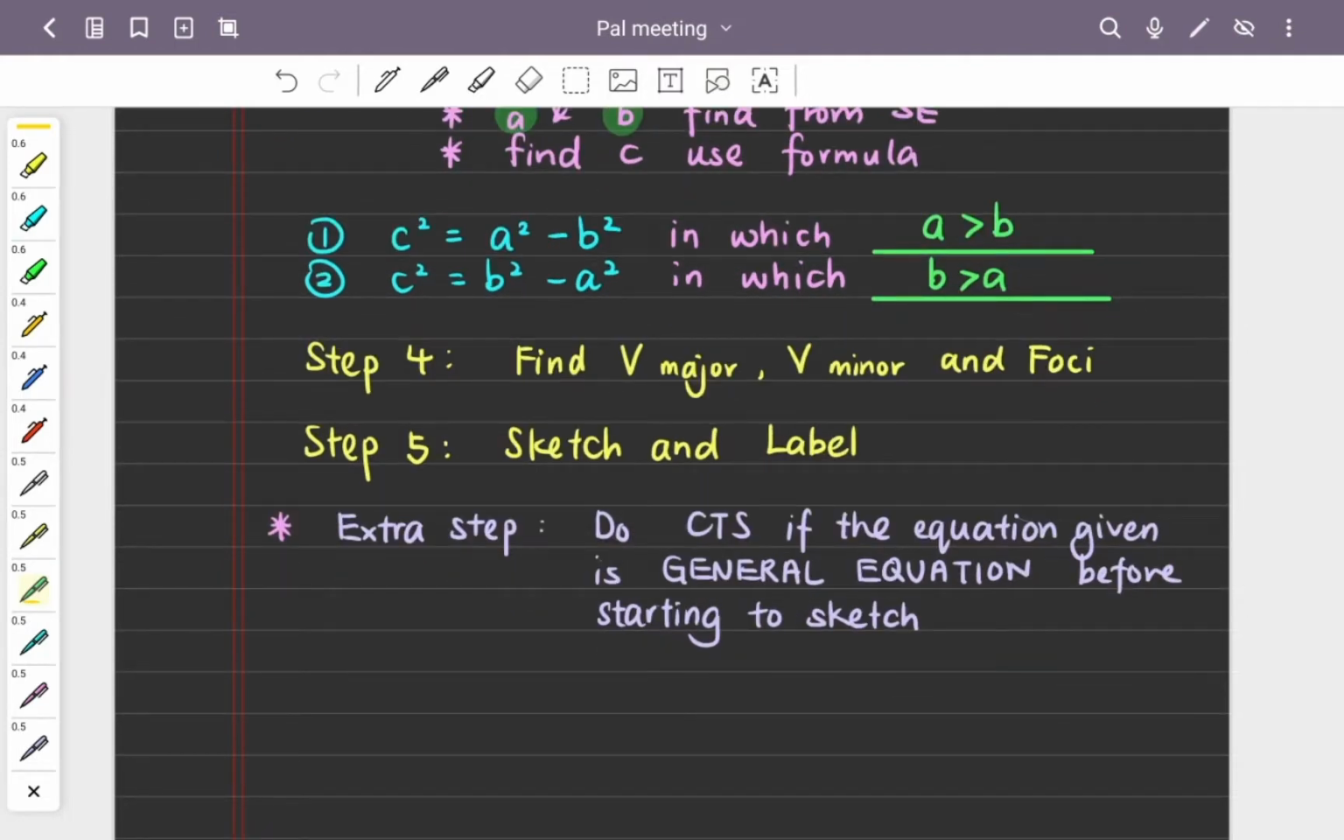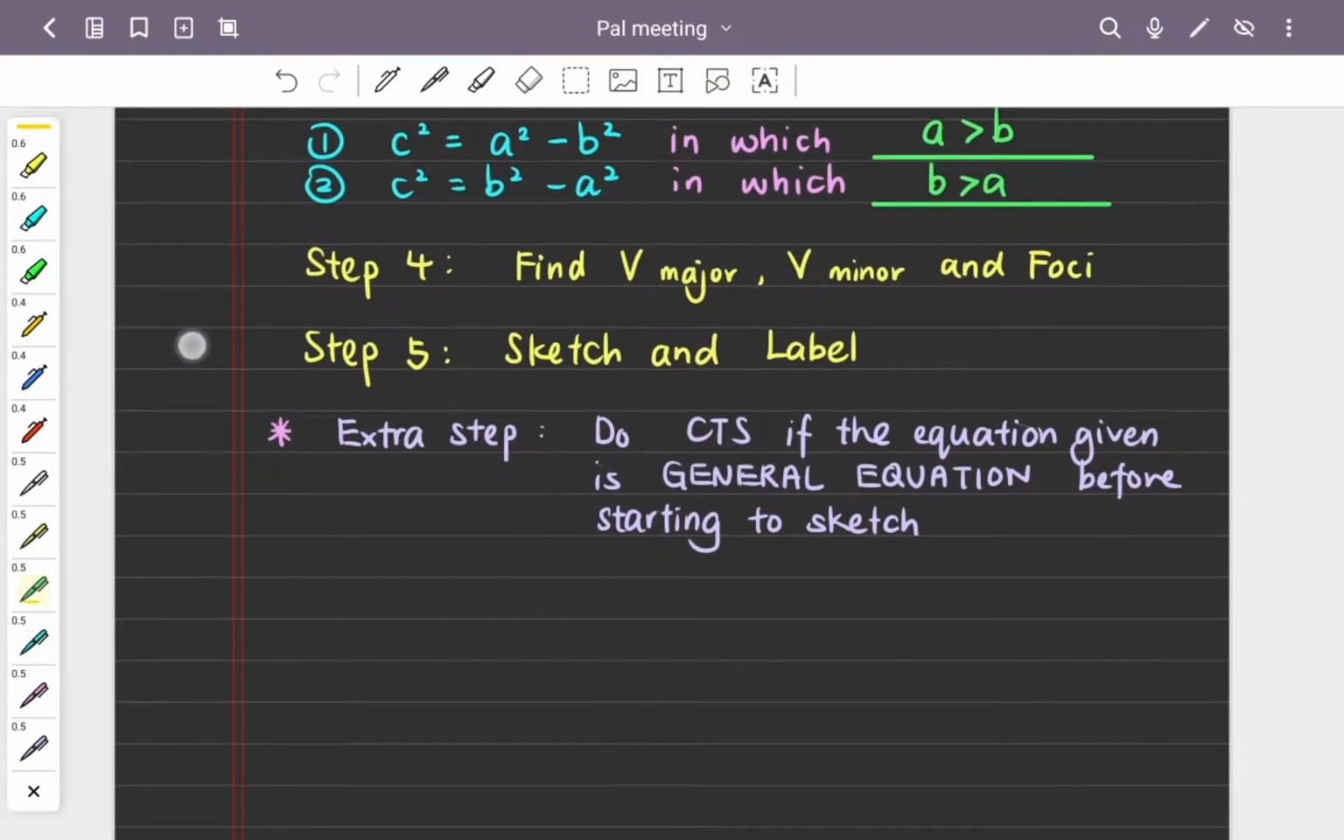And step 4 is just finding the major vertices, the minor vertices, and also the foci. After you have all the points, the vertices and the foci, including the center, and you know the shape, the last step is to sketch and label.